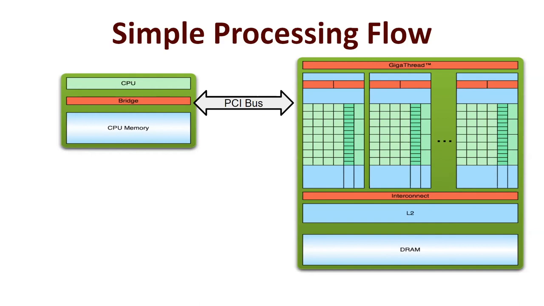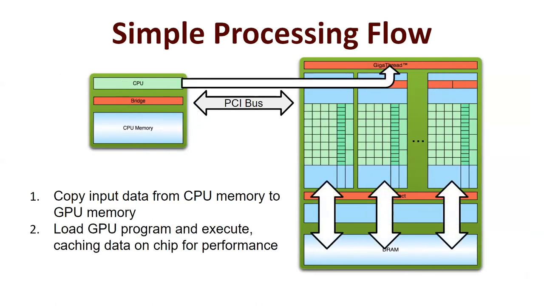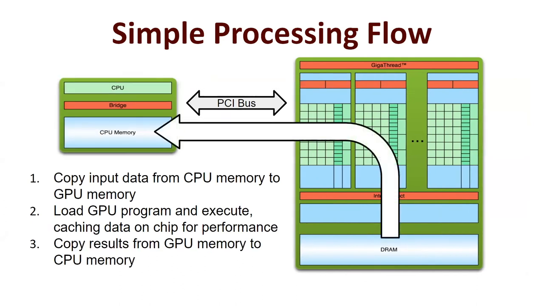So this diagram shows you, first you copy data and your program to the main memory on the GPU. Then you load the GPU program, and then you copy the data directly into the internal memory, the shared memory, and then do the computation inside the GPU. And after you're done, you copy all the data back to the CPU.